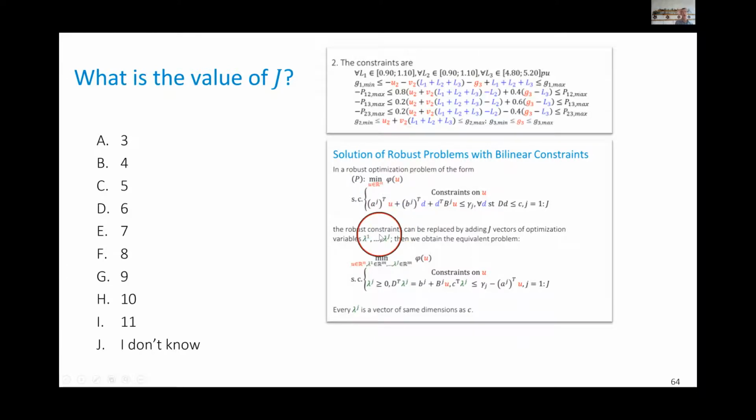By the way, how many vectors of dual variables will we need to add?